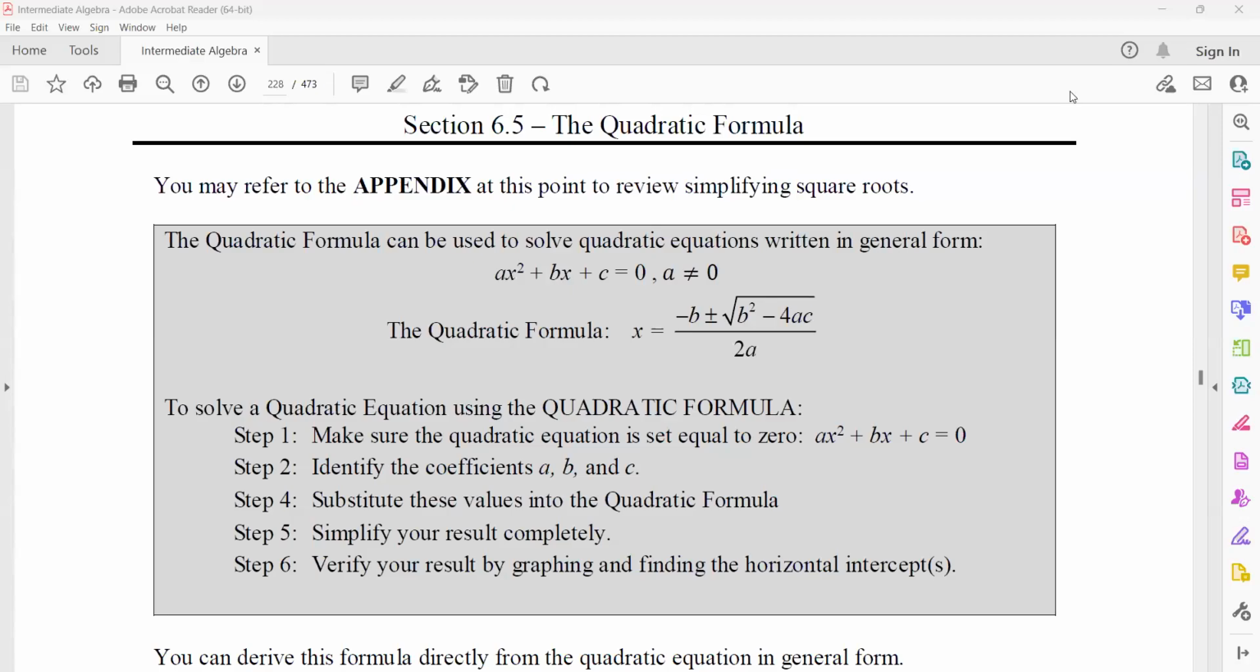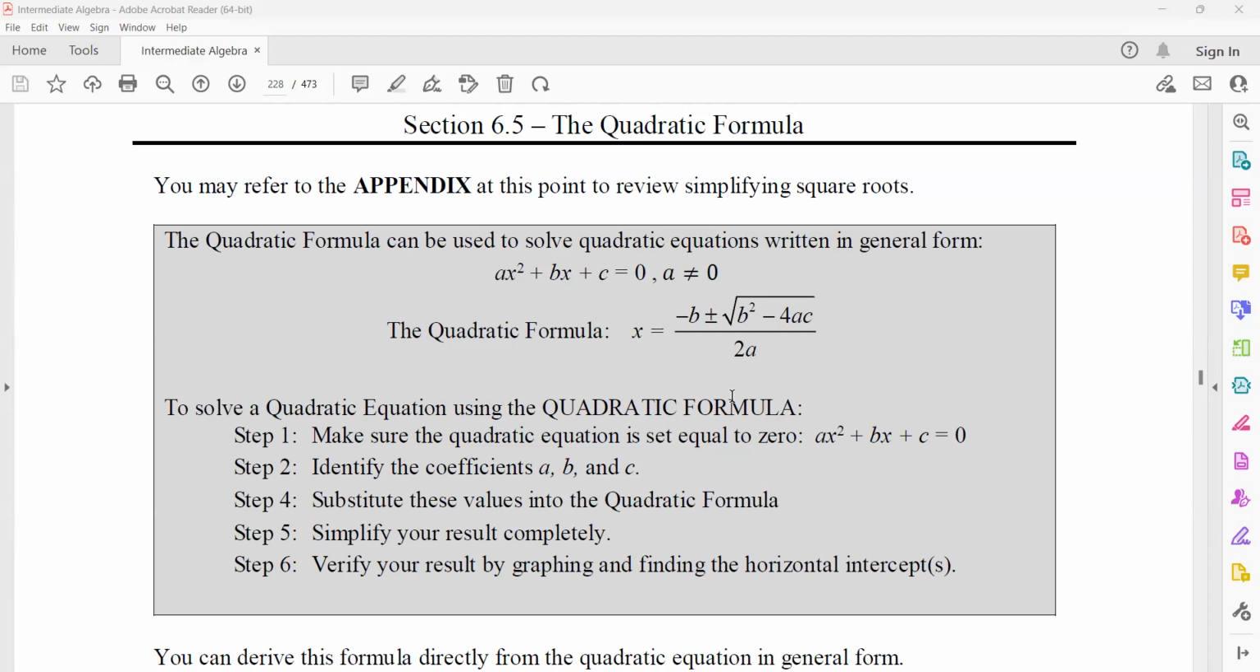Hello class. So in this video, I want to be looking at sections 6.5 and 6.6. Section 6.5 is about the quadratic formula. Now we've looked at how to solve quadratic equations with the AC method, and now we want to look at using the quadratic formula.